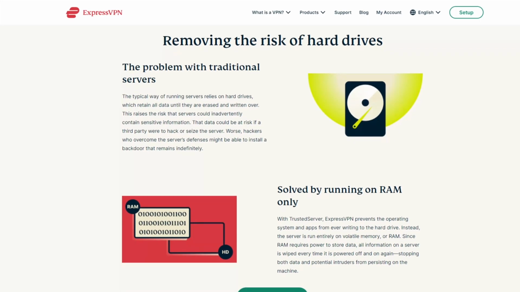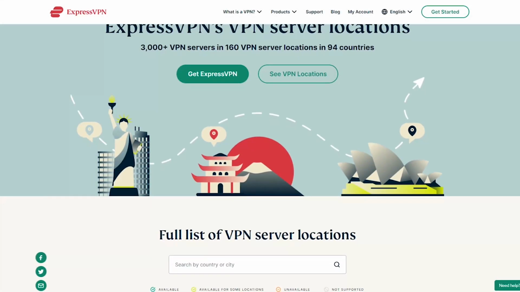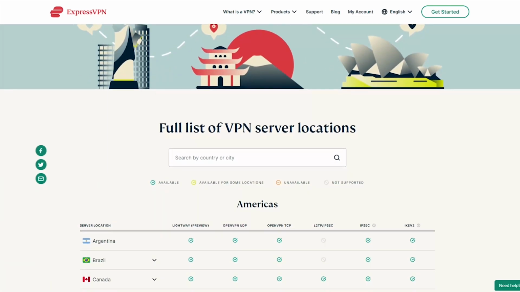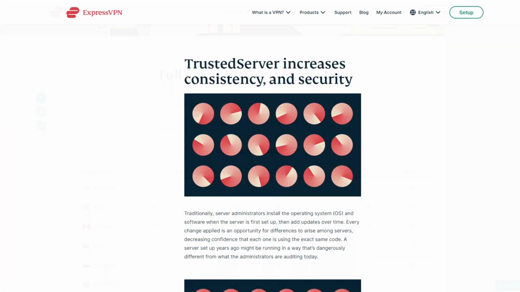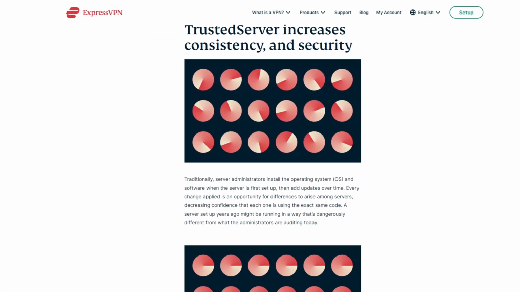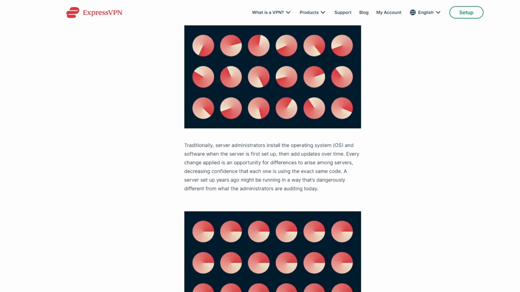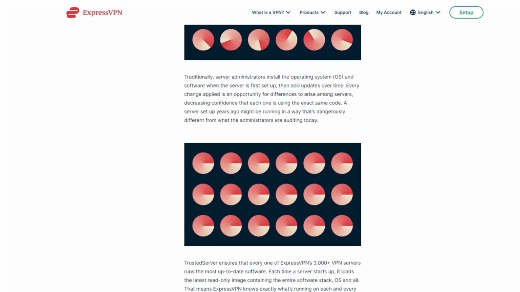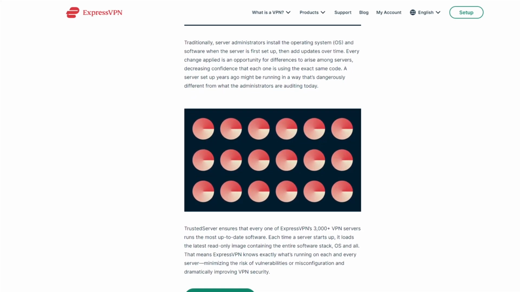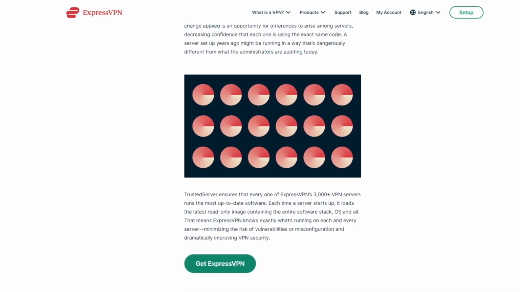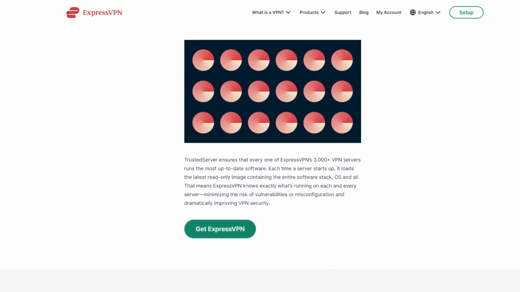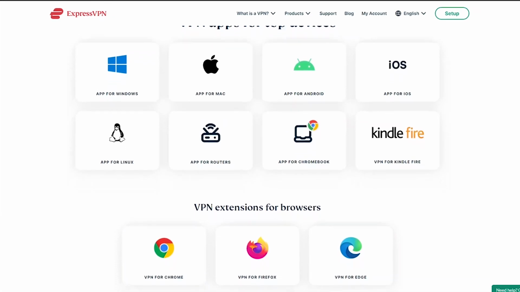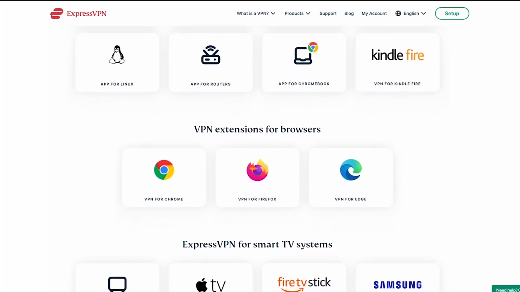ExpressVPN runs this technology on all their servers, which amounts to over 3,000 servers in 160 locations in 94 countries. And to further fortify their security protocols, each time one of their servers is rebooted, it requires a cryptographic signature from ExpressVPN. Otherwise, it will not boot up. Even if a server was compromised, there is no way for it to be operational without the signature, which can only be provided by ExpressVPN. So you can rest assured that Express is always 2 steps ahead when it comes to security and privacy. Express is available on almost all devices and supports up to 5 simultaneous connections per subscription.